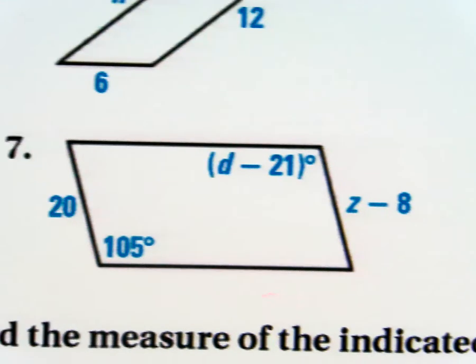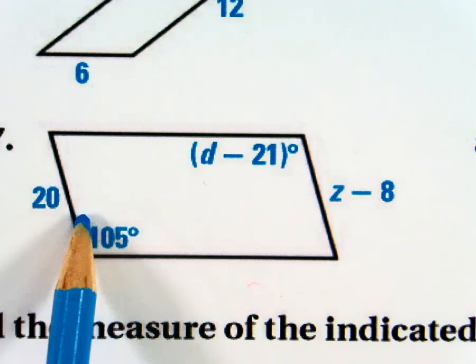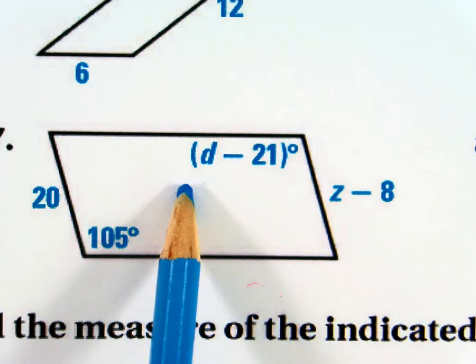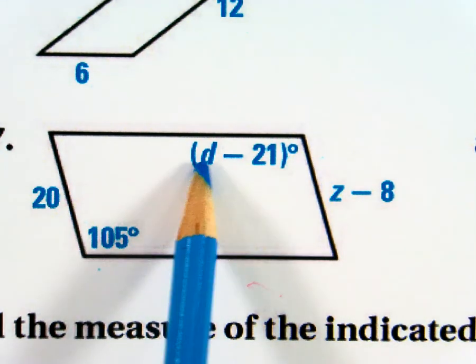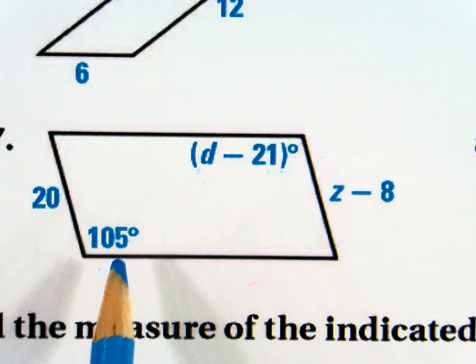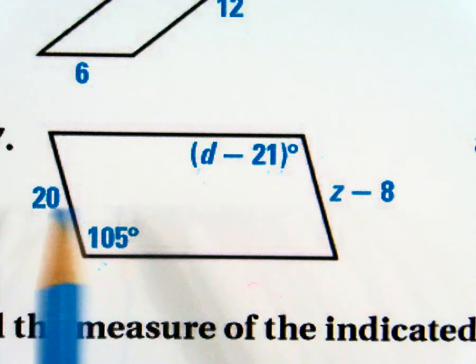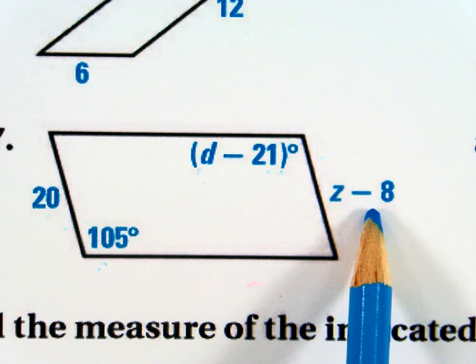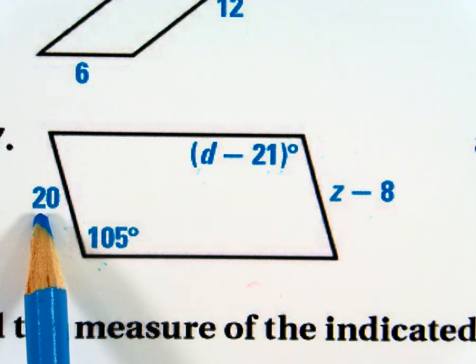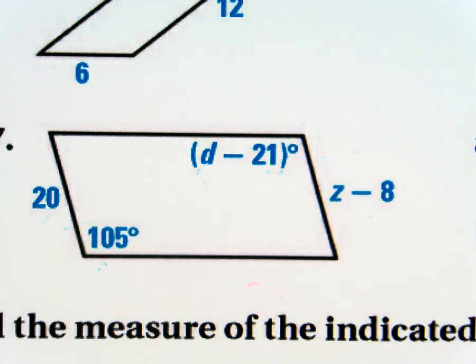Here. The opposite angles are congruent, so d minus 21 equals 105, so d would be 126. Z minus 8, the opposite sides are congruent, so z minus 8 is congruent to 20, so z must be 28. So when you subtract, you'll get it. We'll work around it and do these various things. Here's some more of them.